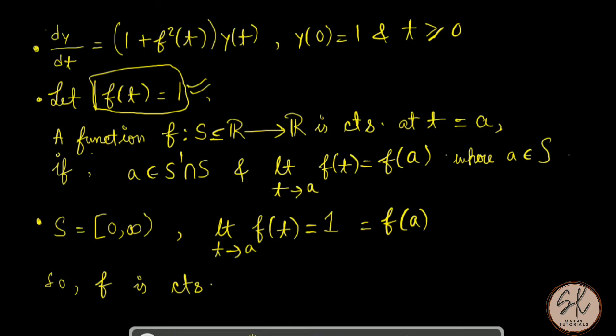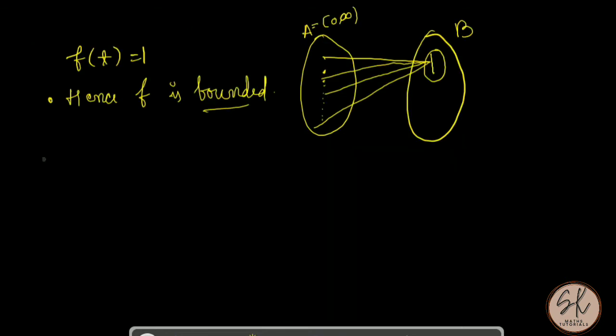The question is dy/dt = 1 + f²(t) y(t). Now see, in place of f(t) we can use 1. So let us replace f(t) by 1. Then we will get dy/dt = 1 + f²(t) y(t).